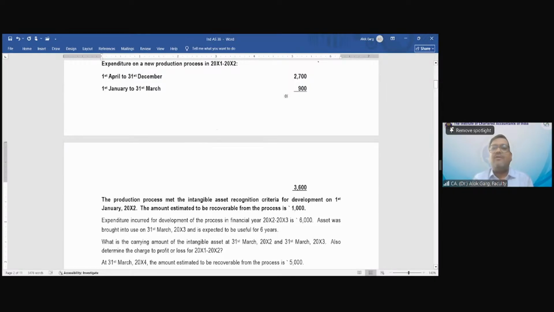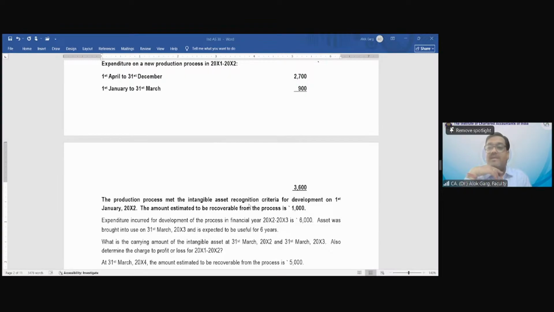So what is the value of the intangible asset under development? What is the value of the intangible asset under development? इसकी वैल्यू क्या होगी? 1000. नहीं, आपने एक्चुअल में स्पेंड कितना किया है? So intangible asset, spend 900, but the amount estimated to be recoverable is 1000, no? So is it a fair value, no?